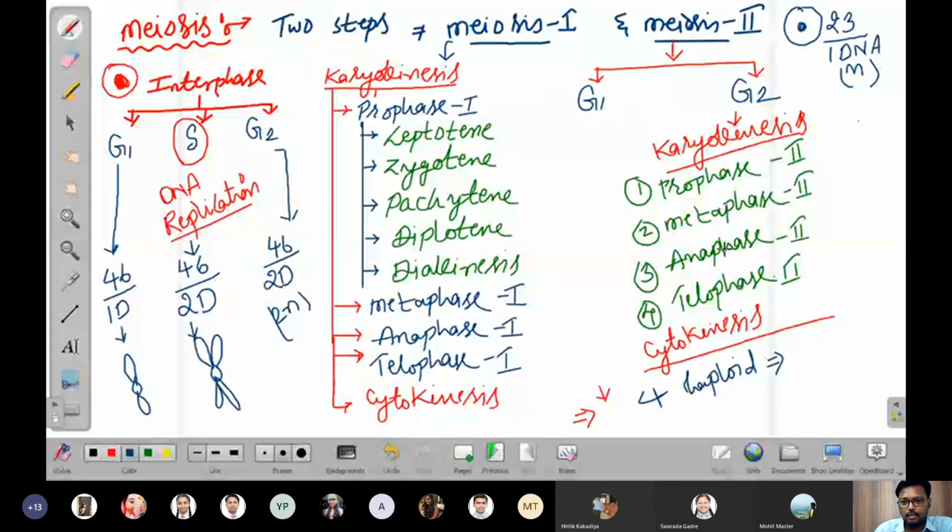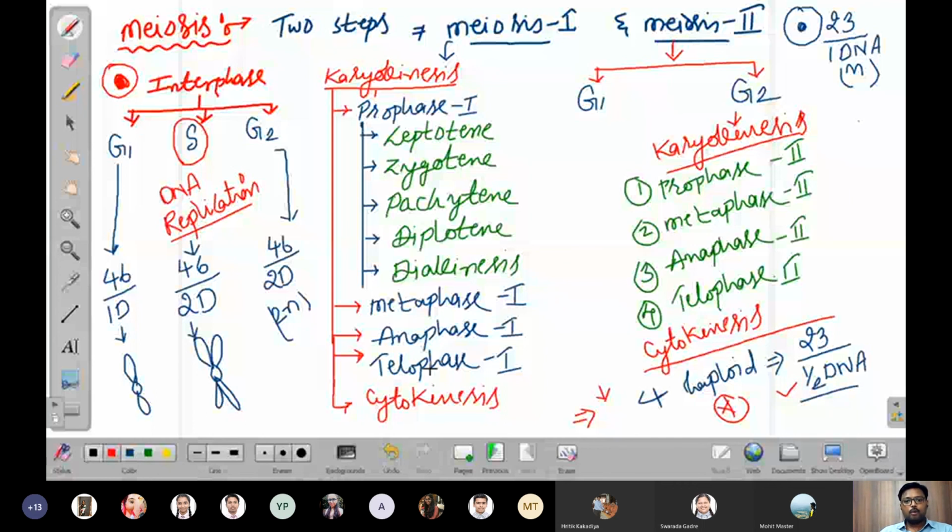So what will happen here to the number of chromosomes? It is still 23 only. The chromosomes are the same, 23. But the number of DNA is reduced to half. This is the most important change between mitosis and meiosis.